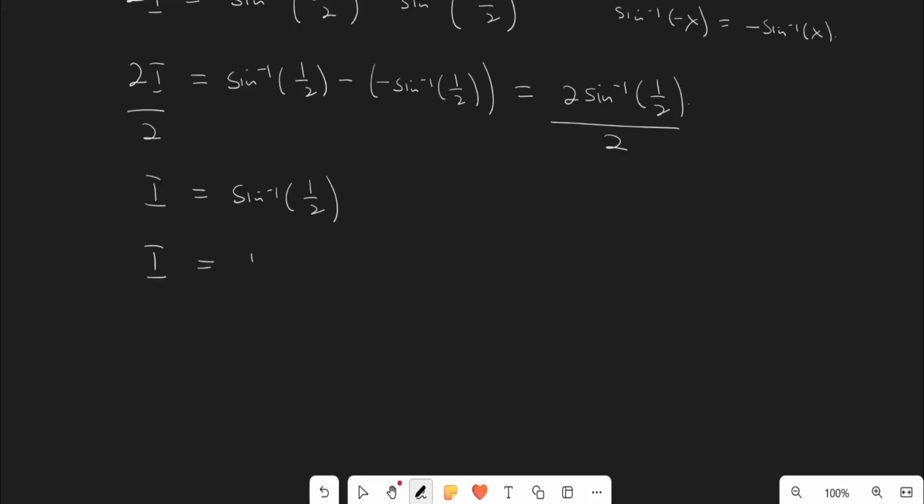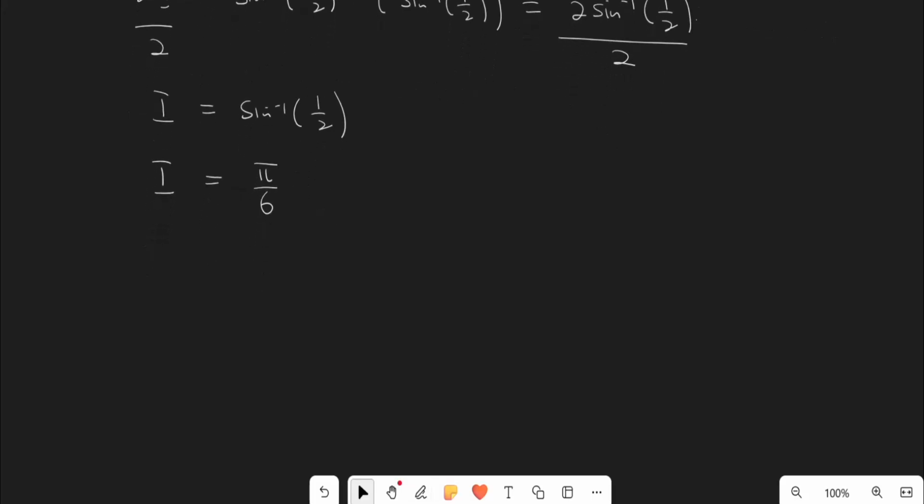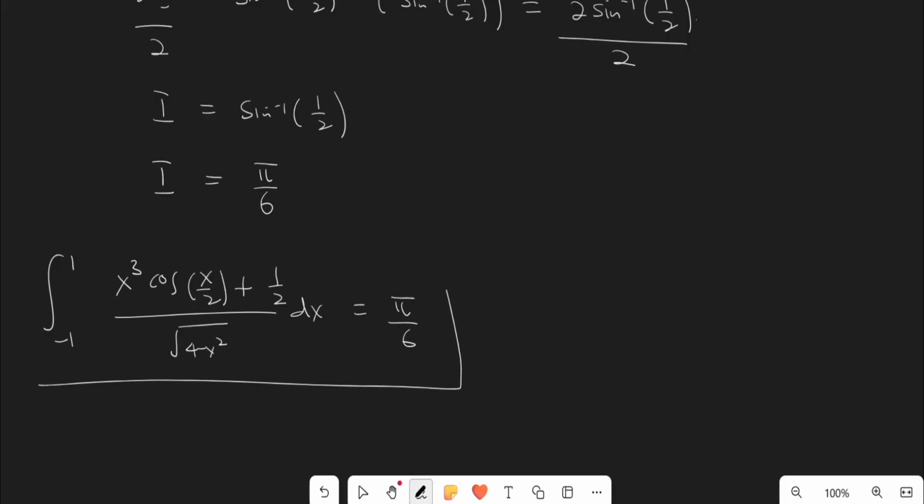So therefore, I is going to be pi over 6. That's the sine inverse of 1/2. Pi over 6, that's 30 degrees. So if we integrate from -1 to 1 of x to the third, cosine of the angle x over 2 plus 1/2 divided by the square root of 4 minus x squared dx, this one evaluates nicely to pi over 6 by courtesy of the King's property.